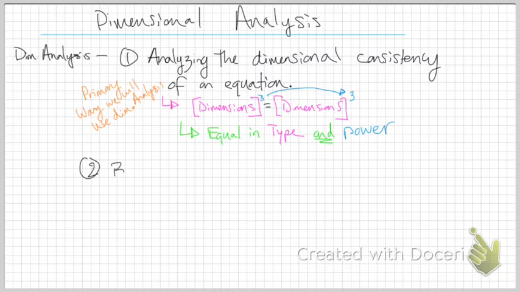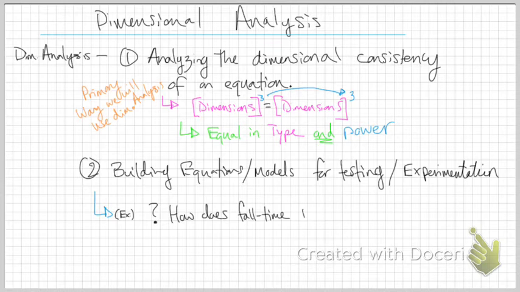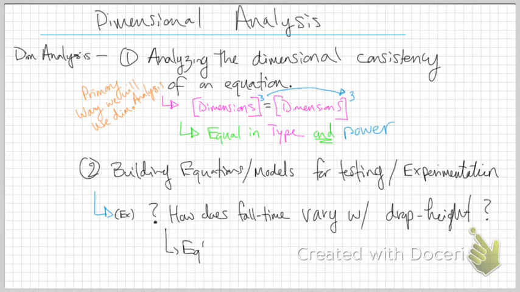It also can be used for building an equation, or building a model that you intend to test, such as through experimentation. So an example might be if I had a question like, how does fall time vary with the height from which I release a dropped object? Well, I could build up an equation that I think describes that, and then use dimensional analysis to help me make sure that it's at least dimensionally consistent. It doesn't necessarily mean it's going to be true.